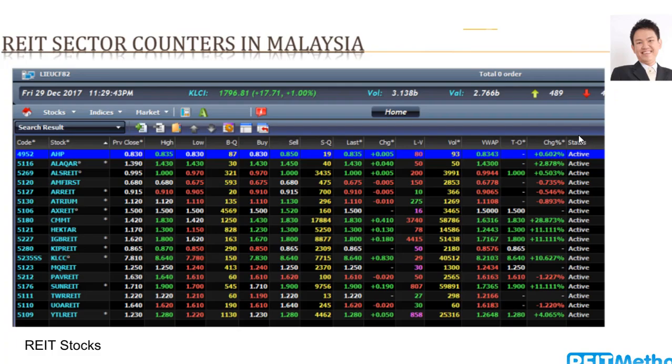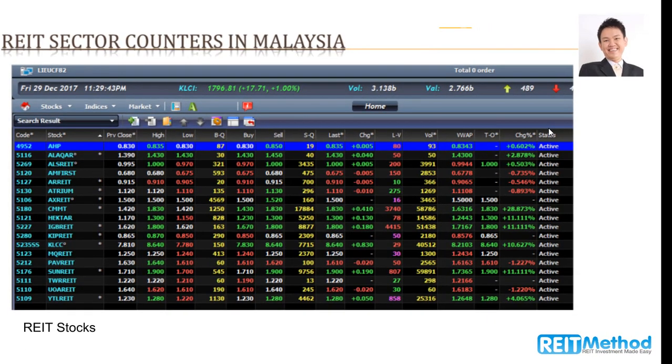So if you have any brokerage account, you open your brokerage account and there should be a section where you can filter all those counters or stocks by its sector. And so when you filter the REIT sector, this is a snapshot of what you're going to get. You can see that this REIT sector has a total of 17 or 18 REIT stocks.